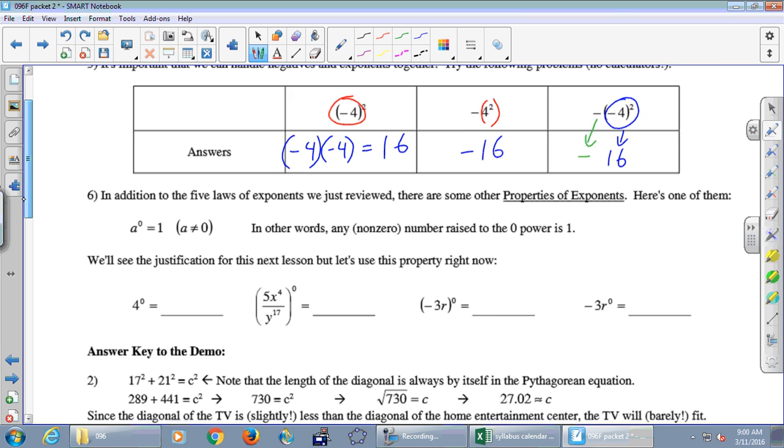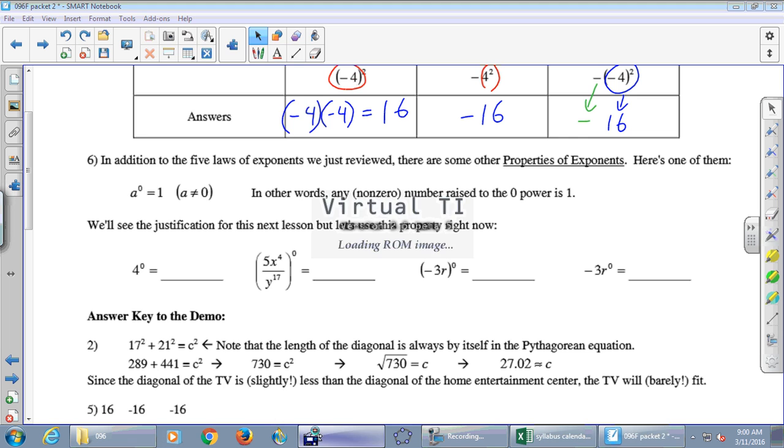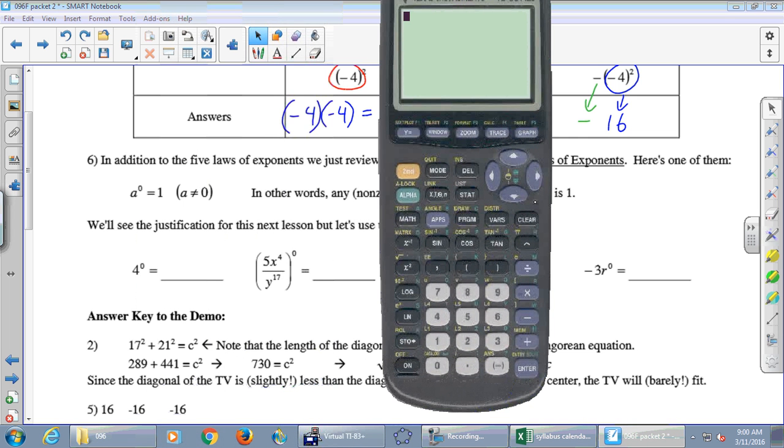Okay, last property for today is this guy right here. A to the 0 equals 1 for any number A other than 0. Let's try this on the calculator real quick. Any number to the 0 is 1. For example, 17 raised to the 0 power, what is it? It's 1. And there, I got a fancy pi button. Let's use that. Whoops, pi to the 0 is 1.